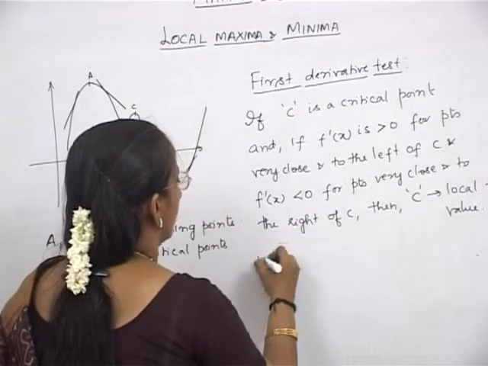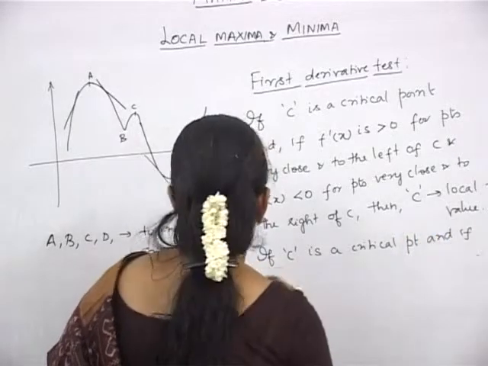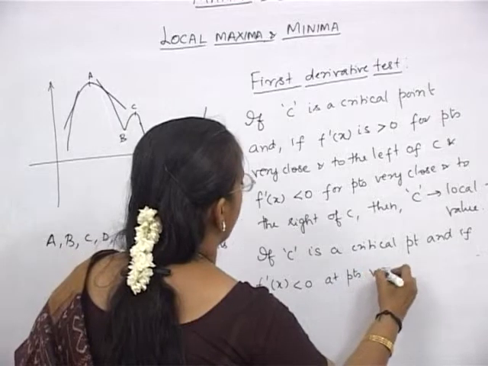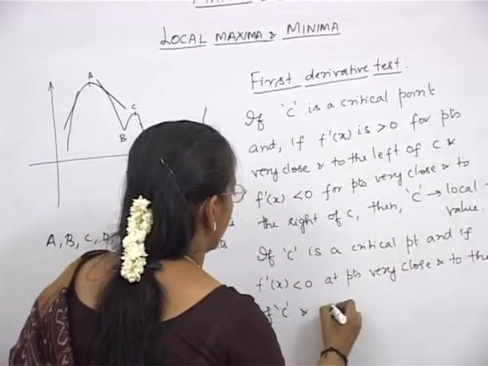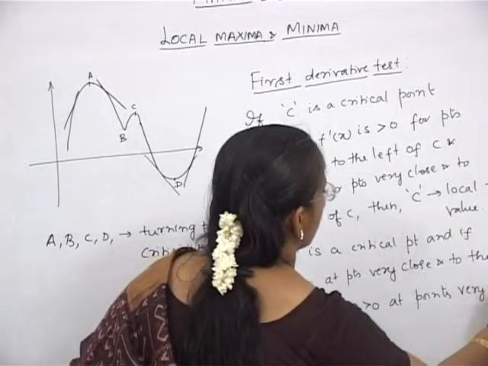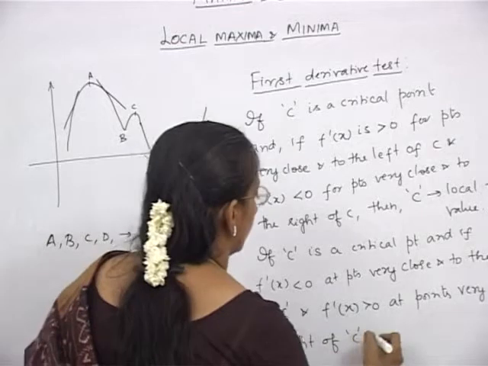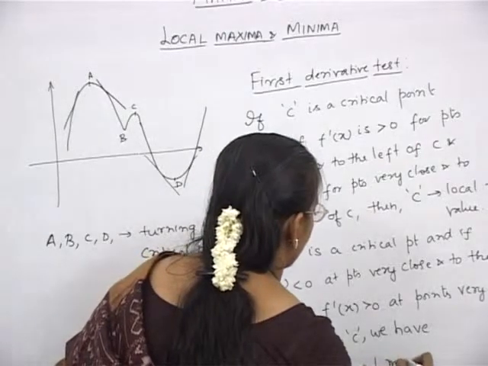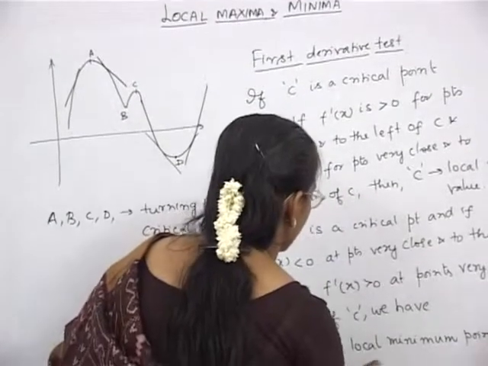Now what is the same for local minimum? If C is a critical point, and if f dash of x is less than 0 at points very close and to the left of C, and f dash of x is greater than 0 at points very close and to the right of C, we have C to be the local minimum point, and f of C will give us the local minimum value.